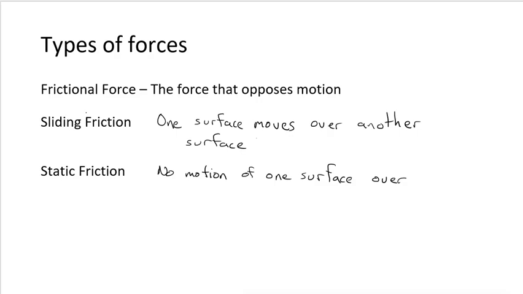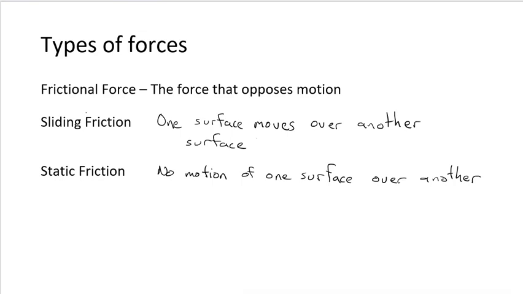Just most things around you, if they're not moving and you try and push them, the first thing you have is static friction. You have to overcome it to get it moving. No motion of one surface over another. So we have some differences between the two of them. And it's important to understand the difference because they are two different frictions.